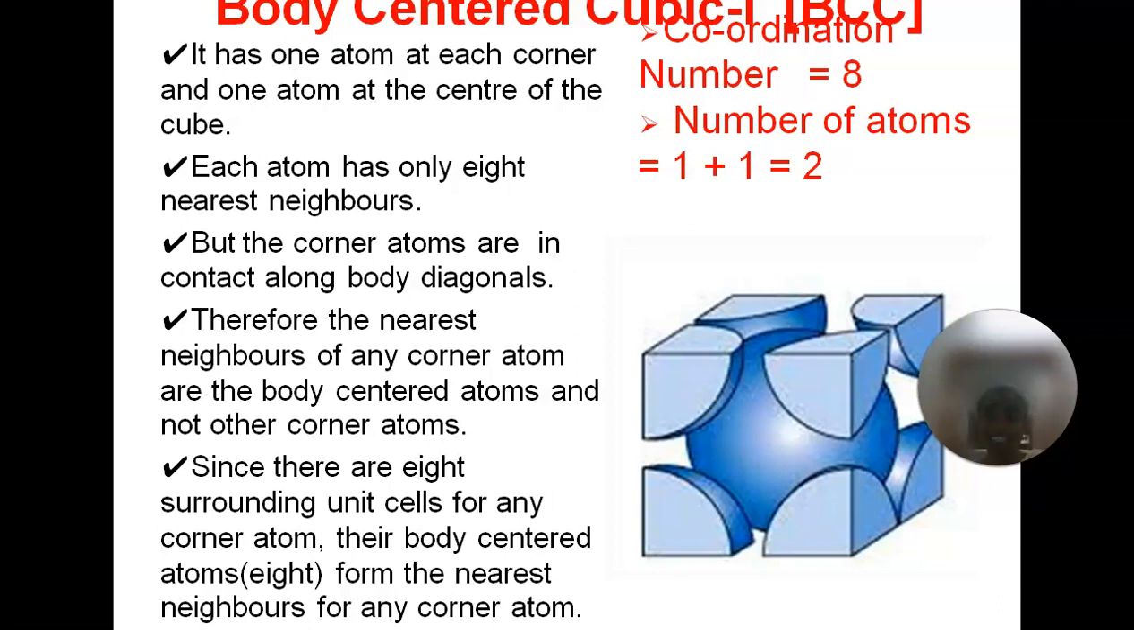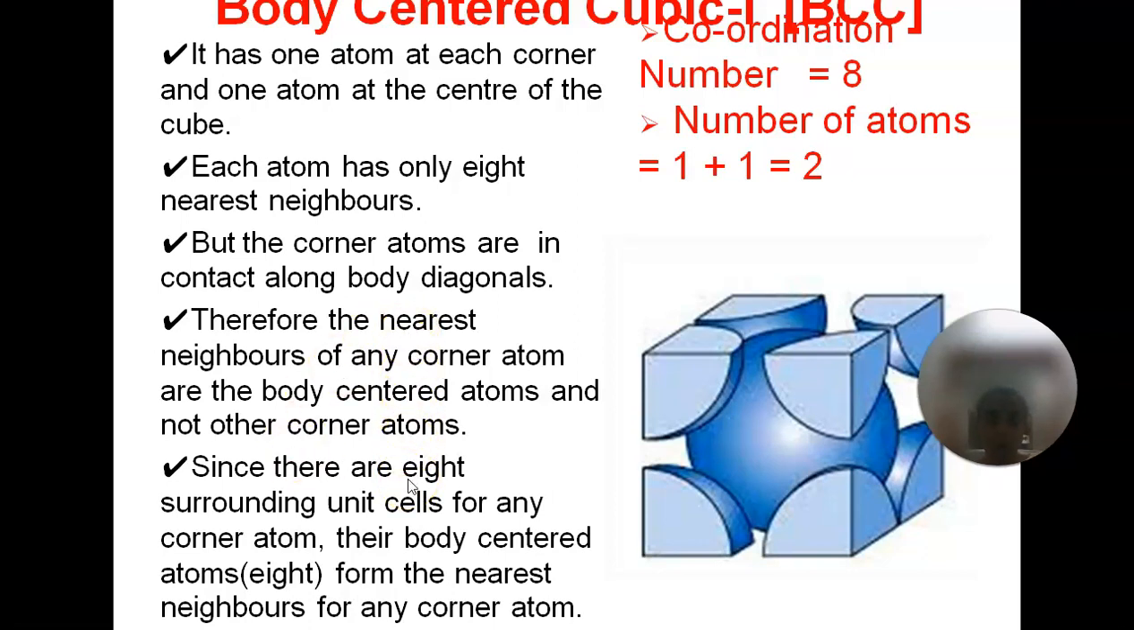Since it is a body centered cubic, at the center of the unit cell we have one atom, which is touching the corner atoms along the body diagonal. So we have 1 from the corners plus 1 at the body center, so the number of atoms is 2. We have crystal structures such as simple cubic, body centered cubic, face centered cubic, hexagonal, and diamond cubic. All these are different types of structures. Now we are going to calculate the packing fraction of body centered cubic and face centered cubic.